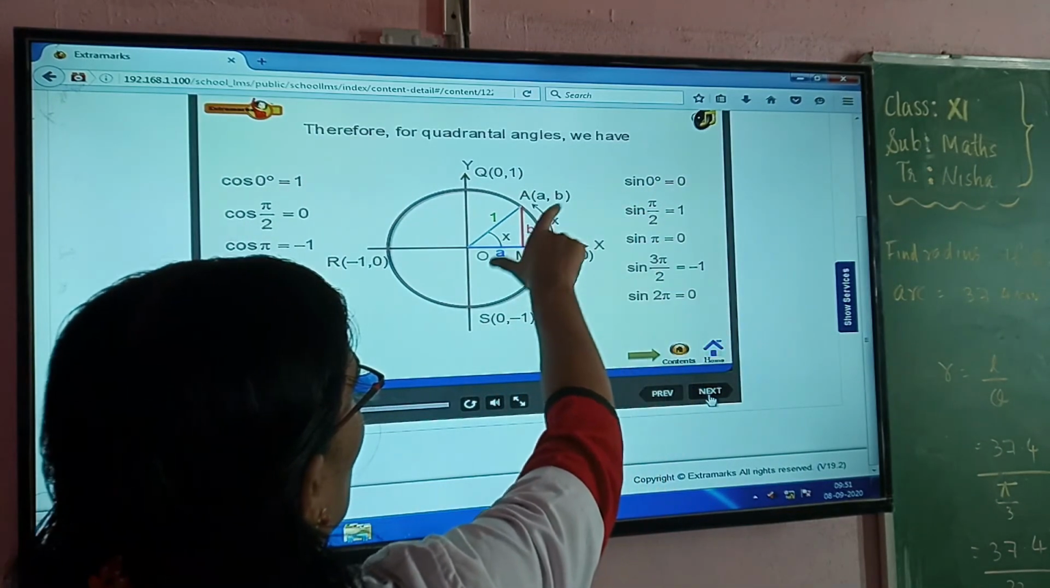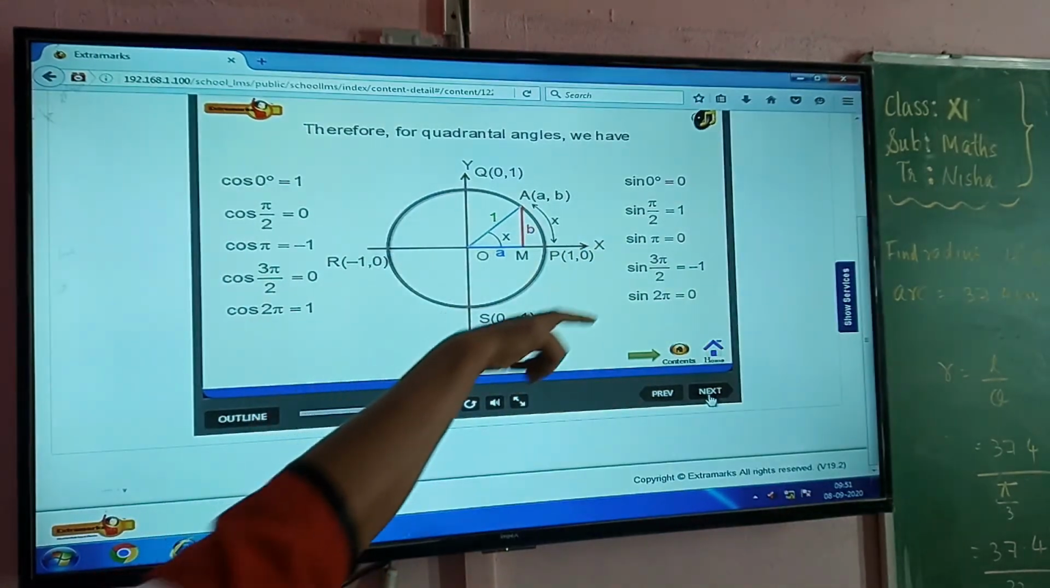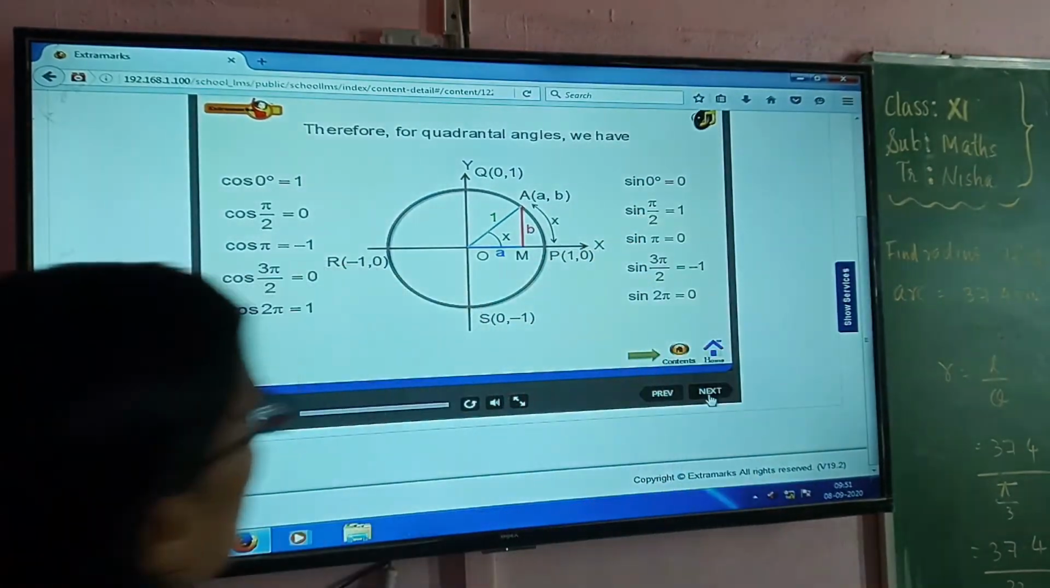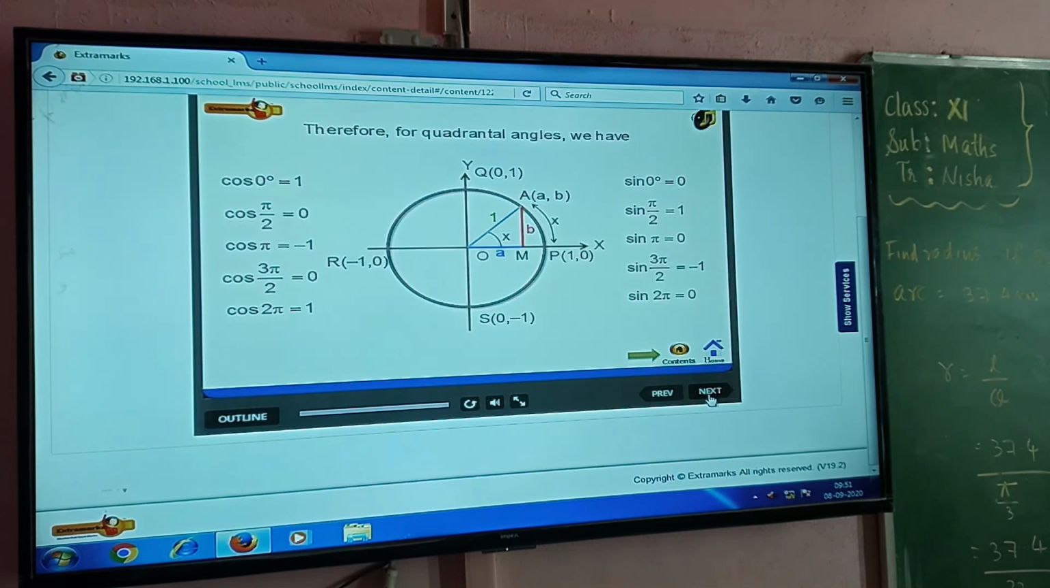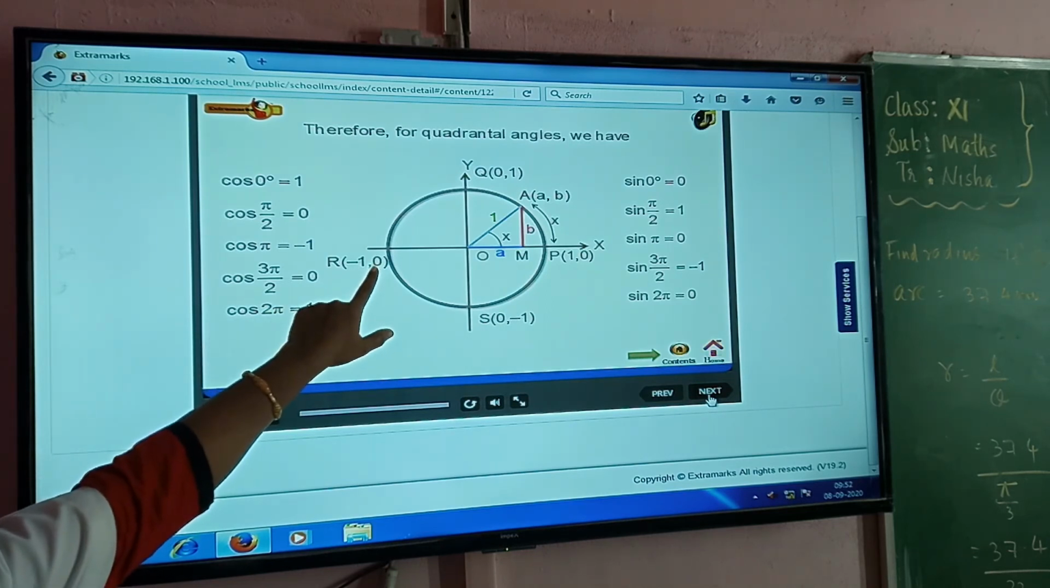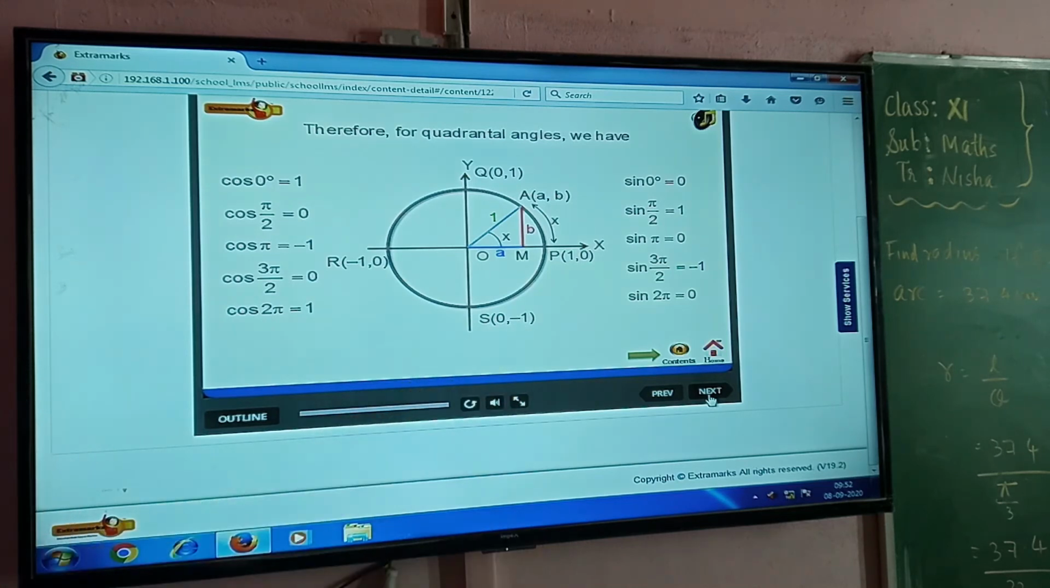Using the formula opposite by hypotenuse, we have the following values. Sin 0 you have already studied in the previous class. Sin pi by 2 also you have studied. Sin pi is equal to 0. Sin 3 pi by 2 is equal to negative 1. And sin 2 pi is equal to 0.